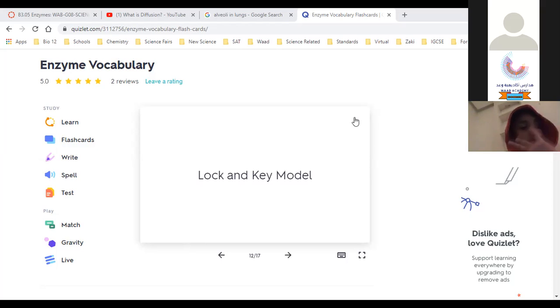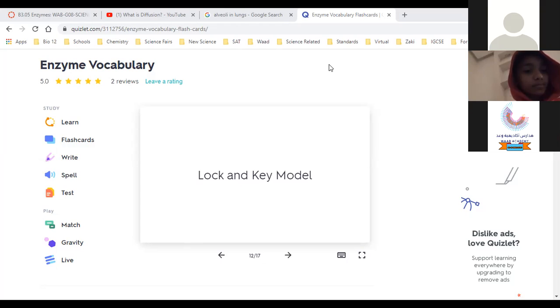Okay, yes, Basim. What is lock, key, and model? No, it is lock and key model. No, Abdullah Rafa, this is quizlet.com. It is not Nearpod.